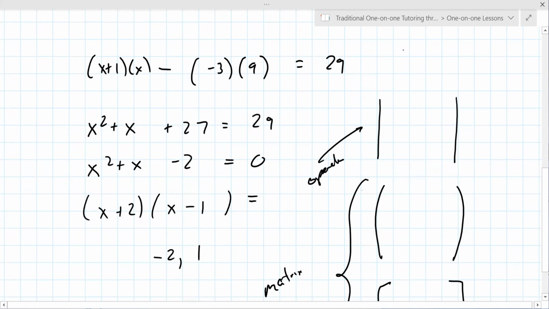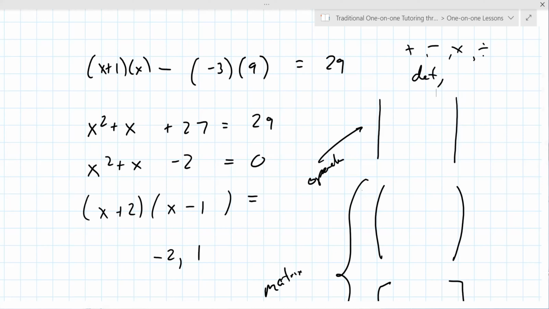And just, you guys are taking more math than most students. There are more operators than plus, minus, multiply, and divide. This is just another one. The determinant's another operator. Okay.